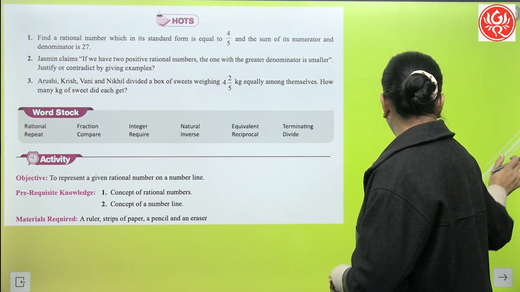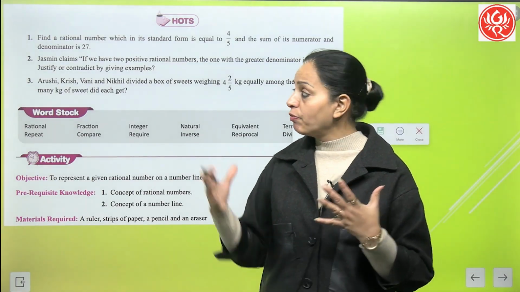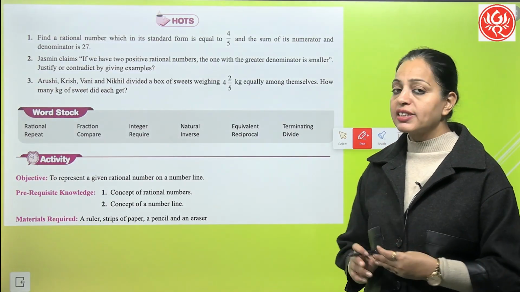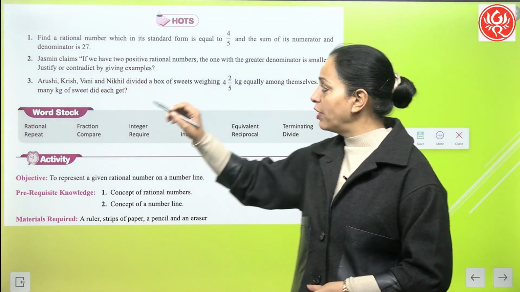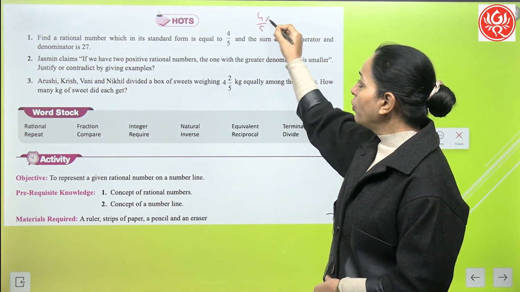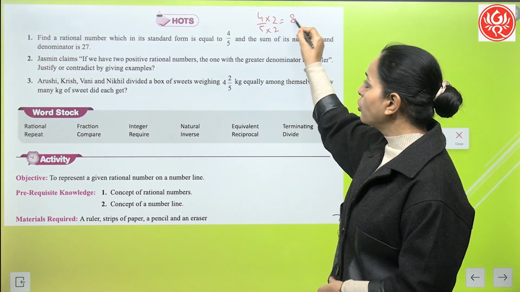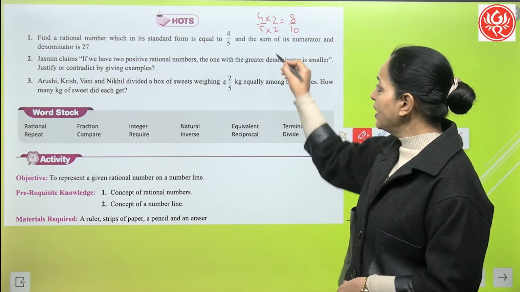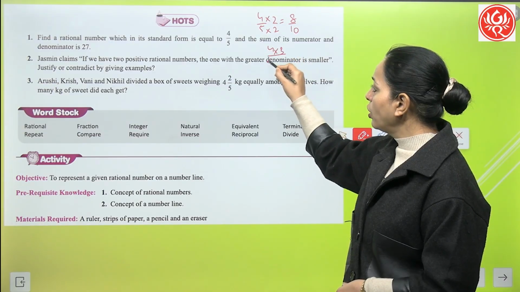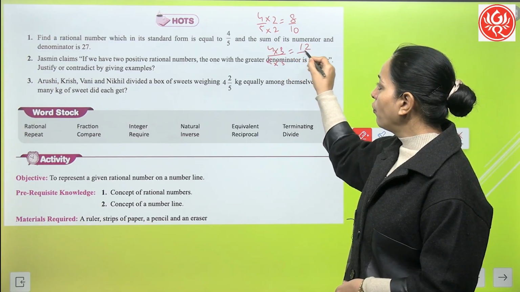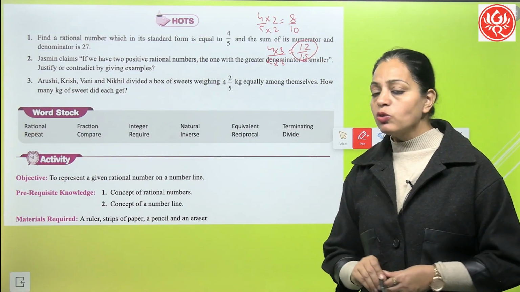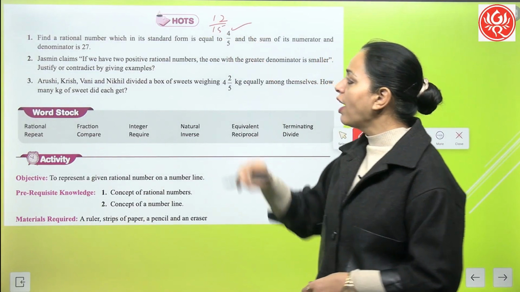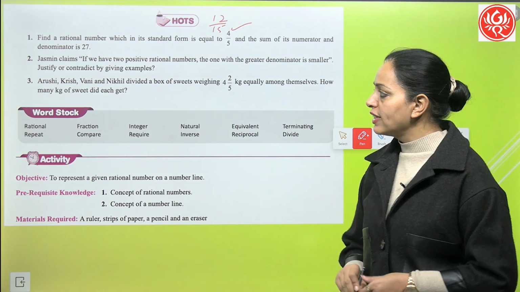4 upon 5 तो स्टैंडर्ड फॉर्म में है, लेकिन हमें ऐसा रैशनल नंबर फाइंड करना है जिनका न्यूमरेटर एंड डिनोमिनेटर का सम क्या बनेगा 27. So 4 upon 5, so we can find equivalent like this, multiply by 2, right? 8 upon 10, but sum is 18. So let's try by 3, 4 into 3, 5 into 3, 12 upon 15. Check the sum. Now sum is 27. So yes, 12 upon 15 is the answer, right? Similarly, you can try second question.